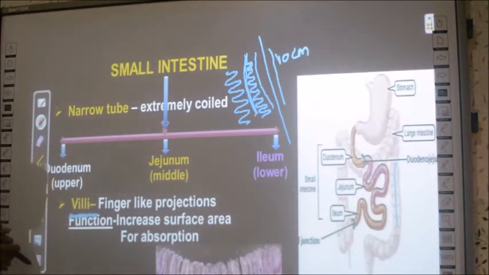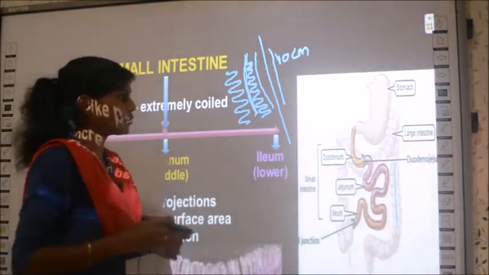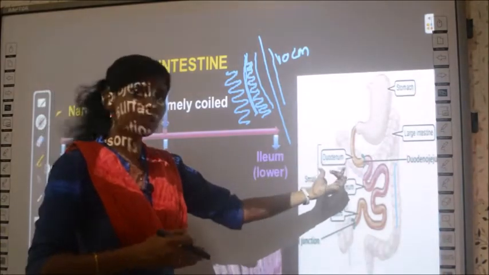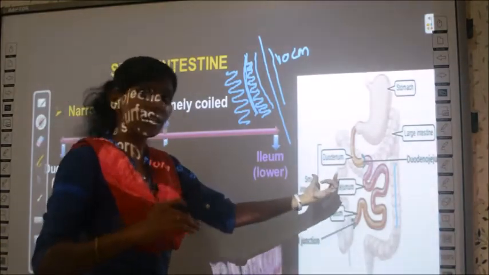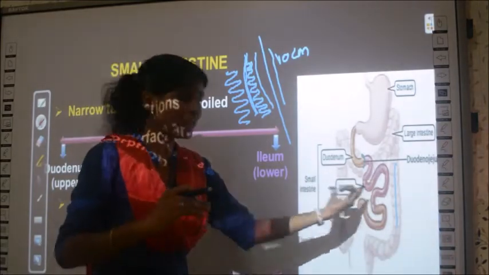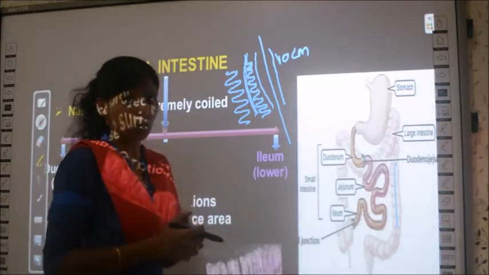So what have you seen about the small intestine? There are three parts of the small intestine: duodenum in the upper area, jejunum in the middle area, and ileum in the lower area.